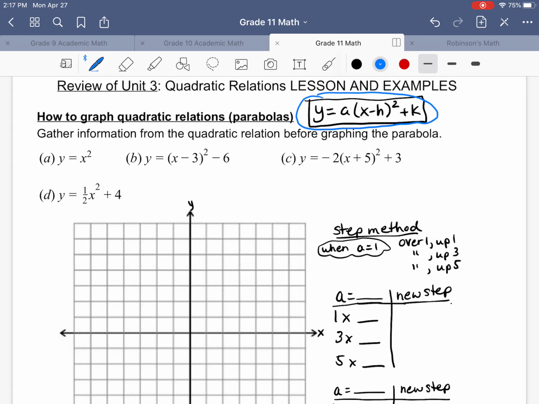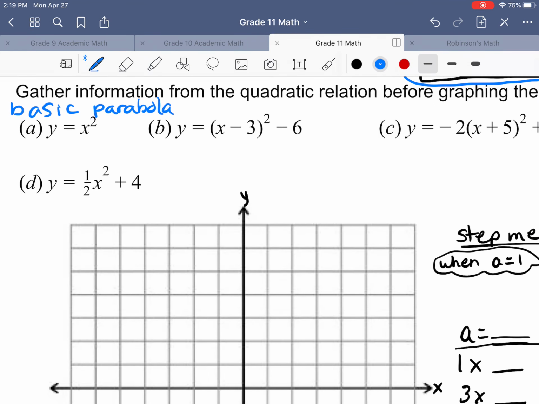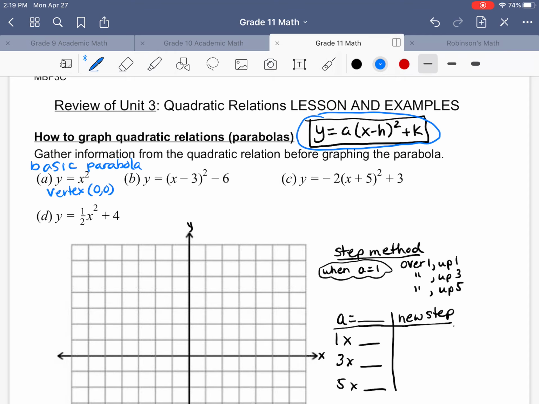So we're going to start off with A, which is y is equal to x squared. This is our basic parabola, and our basic parabola has a vertex at 0, 0. So we're going to plot that vertex at 0, 0. And then we are going to use what we call the step method. That's already written over here at the side. So the step method to plot 2 more points on each side of the vertex.